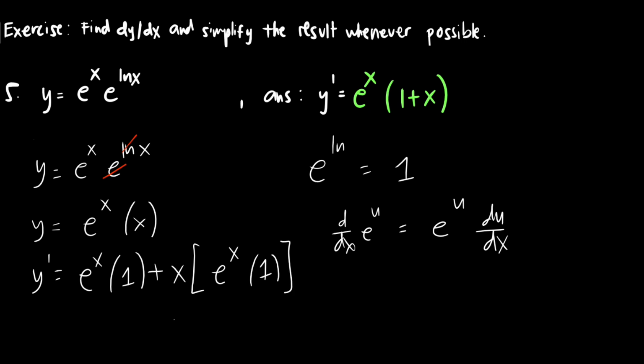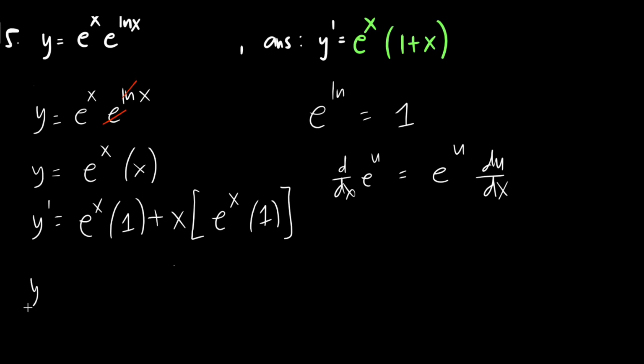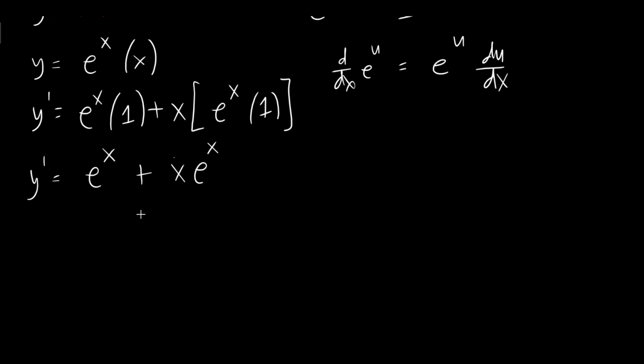So let's simplify this answer. We have y prime is equal to e raised to x plus x times e raised to x. So we'll factor out e raised to x. So we have e raised to x times x plus 1. So this will be now our final answer.